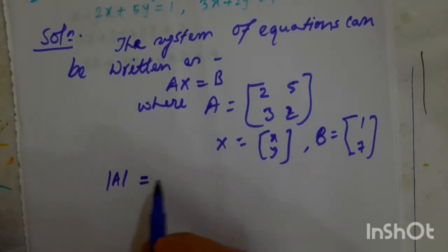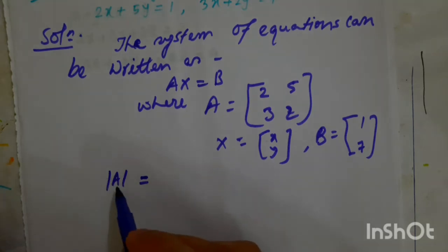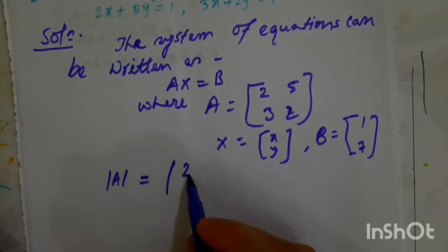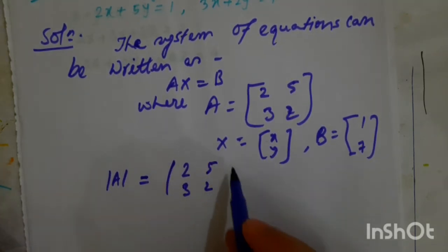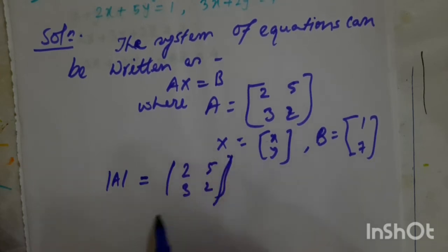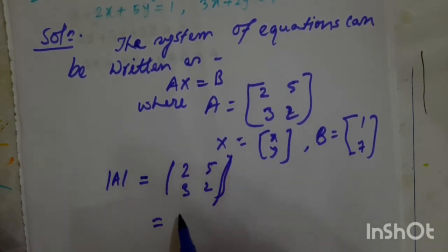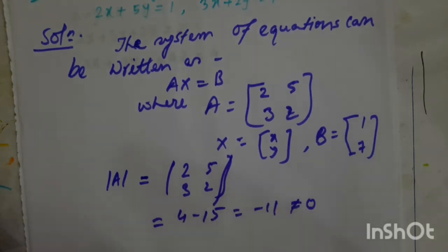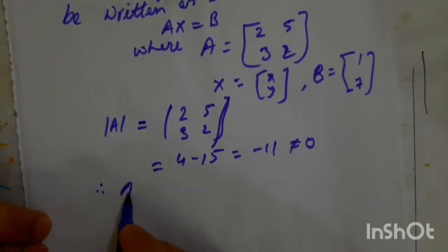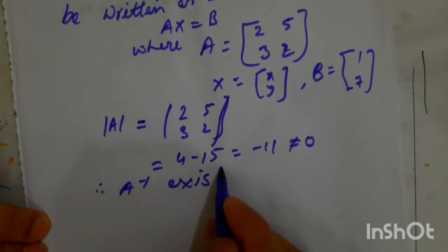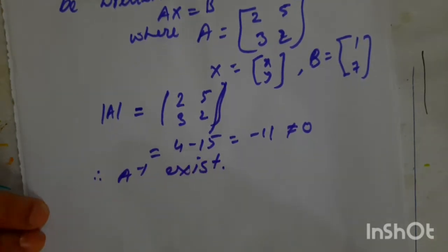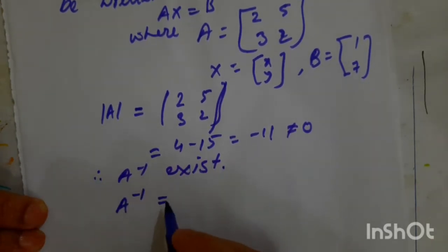Now what we have to do is first check whether its inverse exists or not. To check this, we have to find the value of determinant A, that is 2, 5, 3 and 2. What is the value of this determinant? 4 minus 15, minus 11, which is not equal to 0. Therefore, A inverse exists.